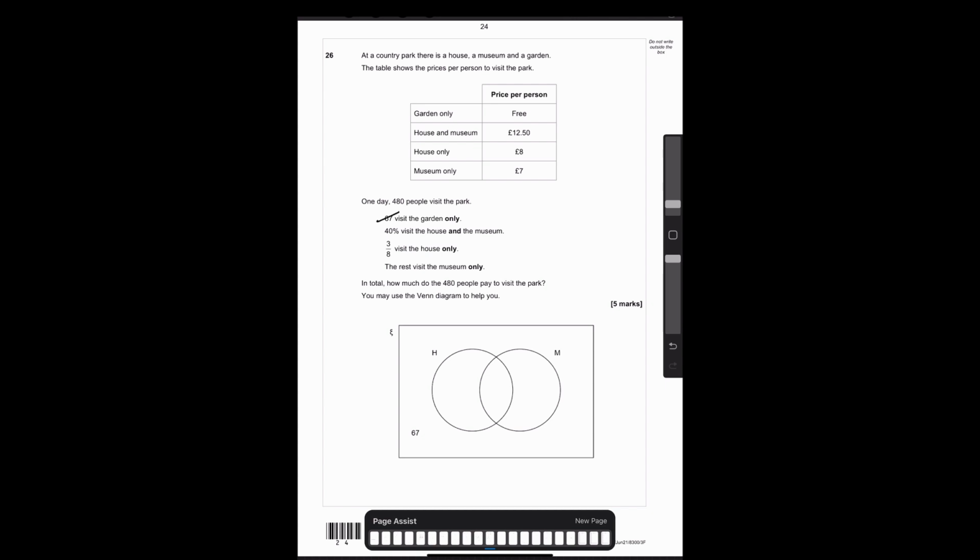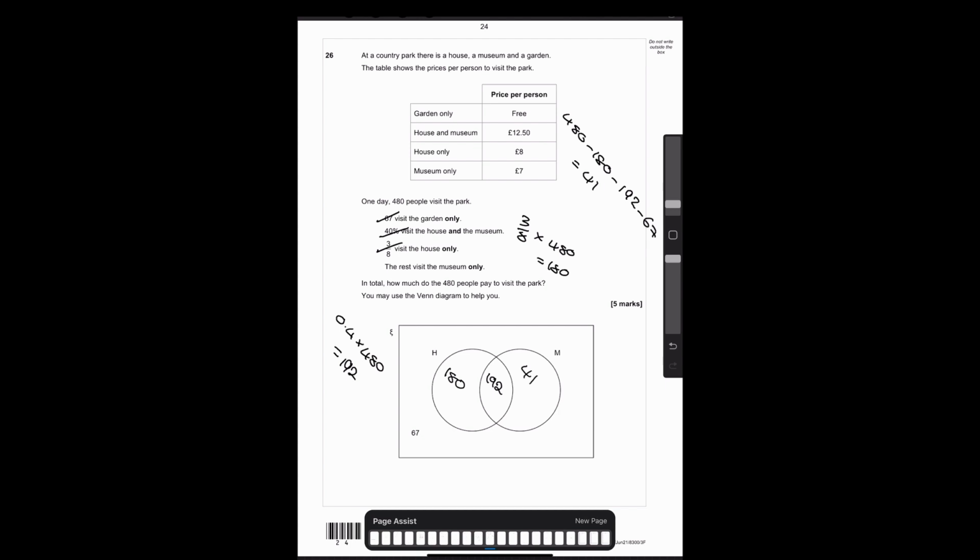We've been told that 67 visitors visit the garden only, and this has already been added to our Venn diagram. 40% visit the house and the museum, so if we do 0.4 times 480, we get 192, so 192 people visit both. We can put that in the middle. Three over 8 visit the house only, so 3 over 8 times 480 gives us 180. That goes into the house only part. And then the rest visit the museum only, so we do 480 minus 180 minus 192 minus the 67 that we already know about. This gives us 41 people remaining, so 41 people must have visited the museum only.